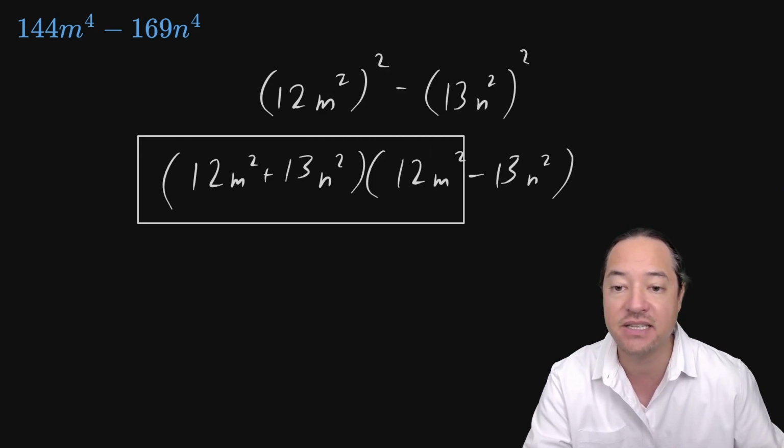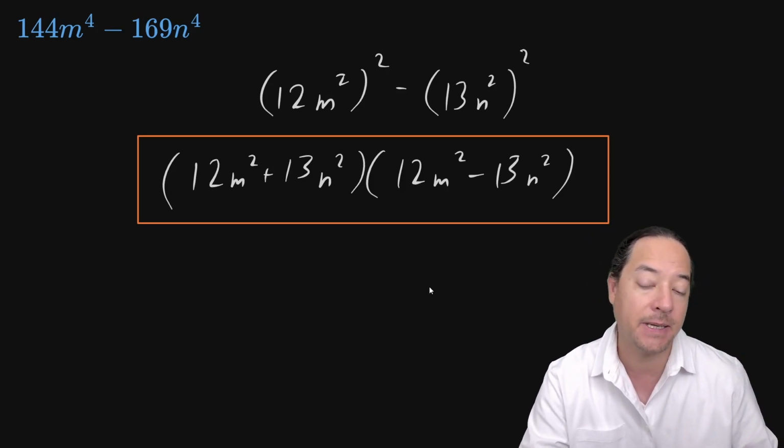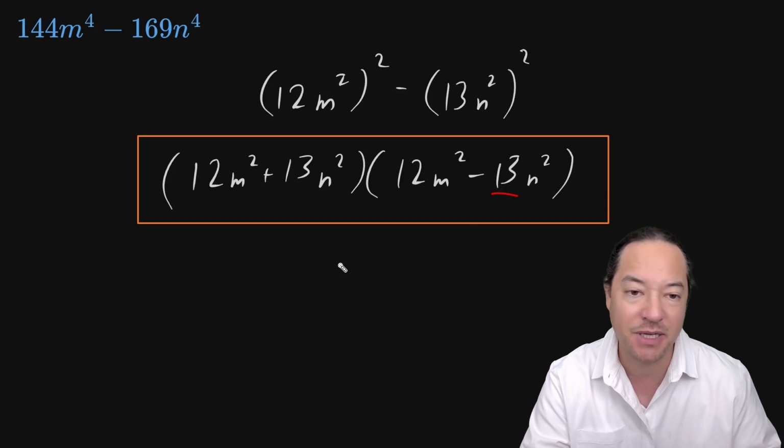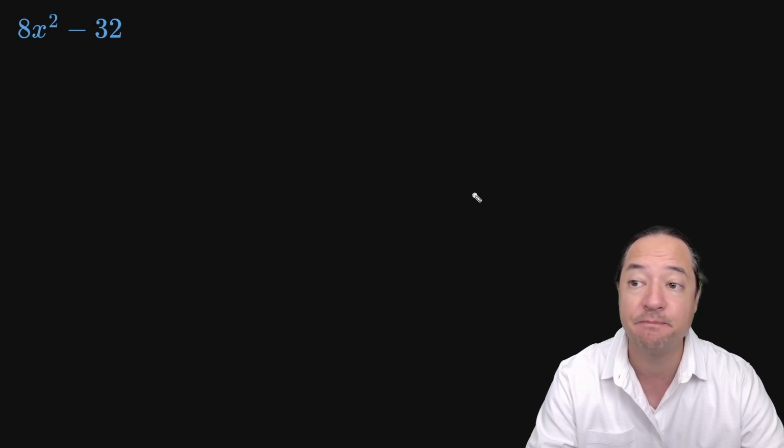And that's it. That's as far as we're able to go here. We can't actually factor anything out further, right? 12 and 13 is a prime number, so there's no way to factor that out. They don't share any other common factor. So I think that's it for this one.